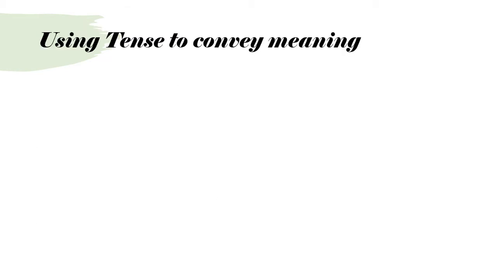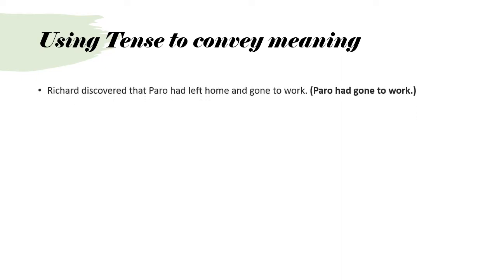So since tense is used to convey meaning, we need to be very careful how we write a particular tense in a sentence. Look at this sentence. Richard discovered that Paro had left home and gone to work. Now when we look at this sentence, it has discovered, a simple past tense, then had left, the past perfect tense, and gone, which is the past participle form of the verb go.